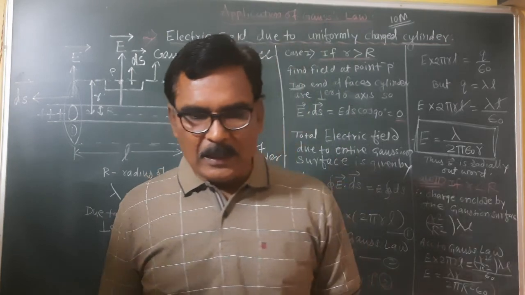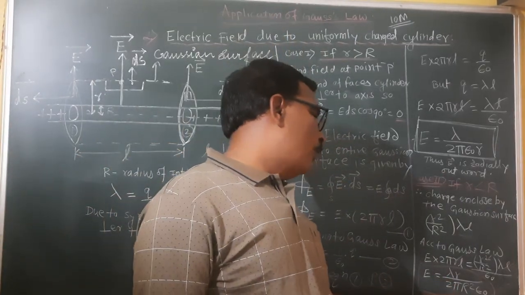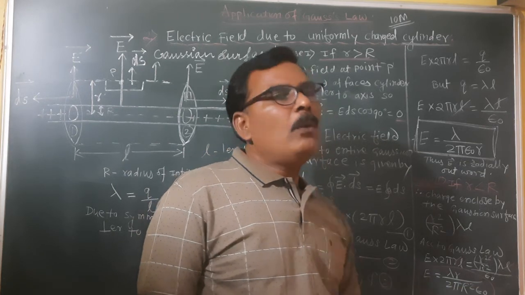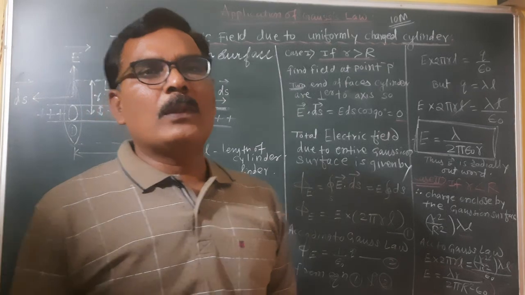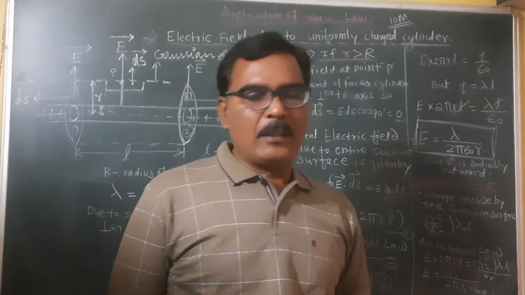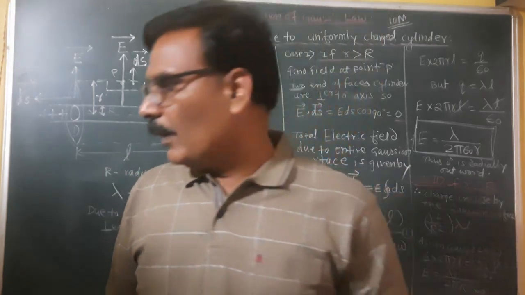We have to consider it in vector form and write that also. E is equal to lambda r upon 2 pi R square epsilon 0 into r cap, where r cap is the unit vector. This is the expression for electric field intensity of a uniformly charged cylinder. Write down every point. Very important article.